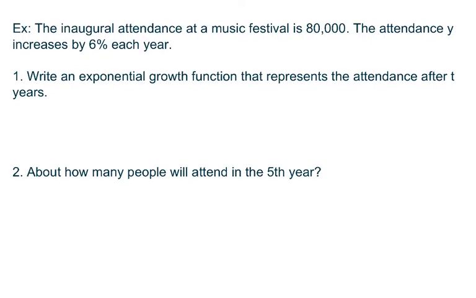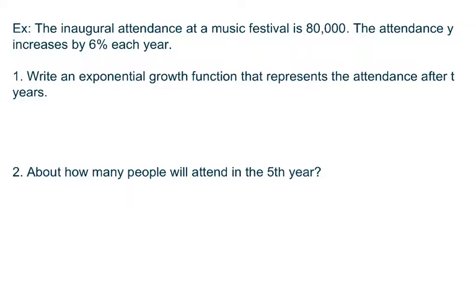The inaugural attendance at a music festival is 80,000. The attendance Y increases by 6% each year. So task number 1, write an exponential growth function that represents the attendance after T years. So we're not going to get an actual number here. We need to write a formula. We'll do that in red.